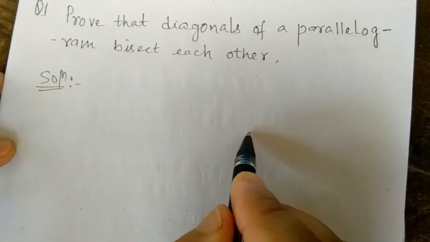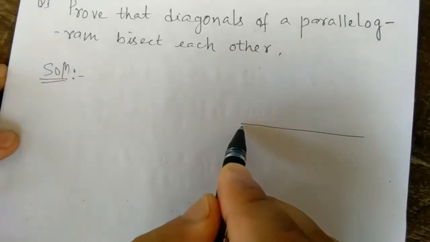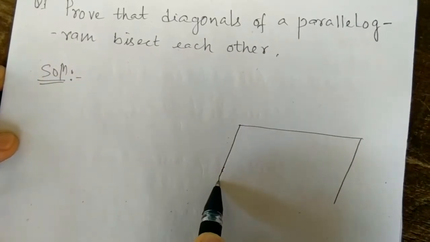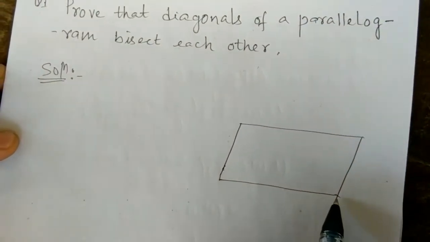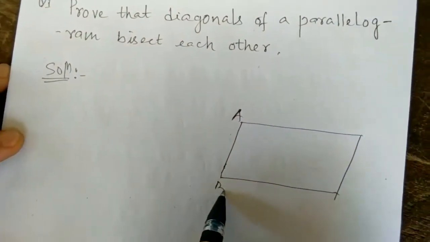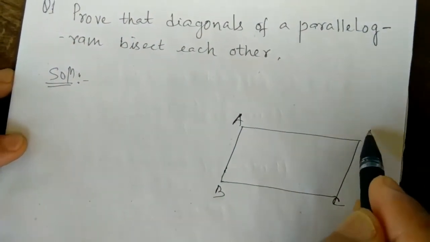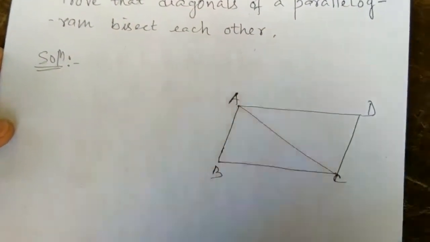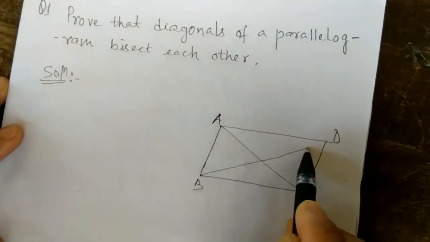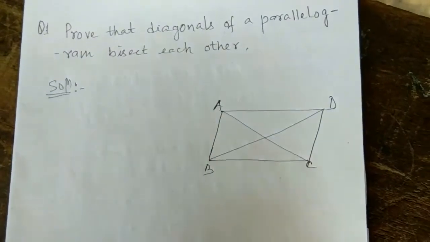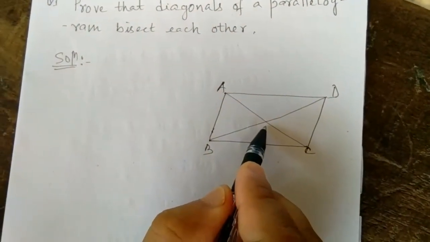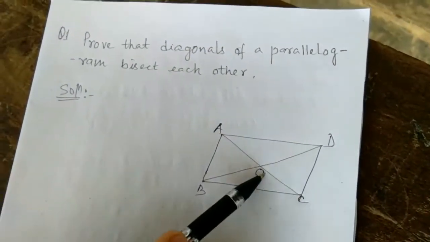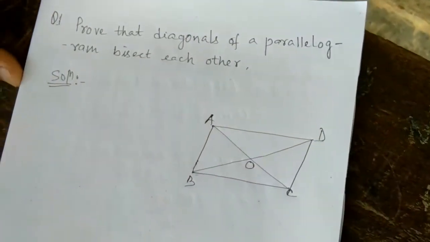First we have to draw a parallelogram, same as last class. I am drawing by freehand, but you use scale and pencil. So this is A, B, C, D, a parallelogram, and AC, BD are its diagonals which intersect each other at O. We have to prove AO equal to OC, BO equal to OD. Bisect means divided into two equal parts.